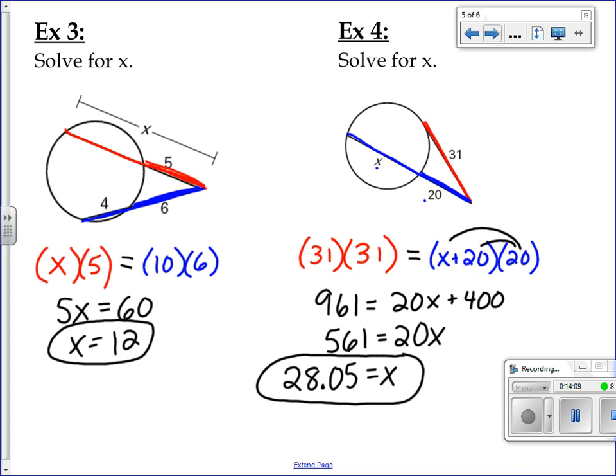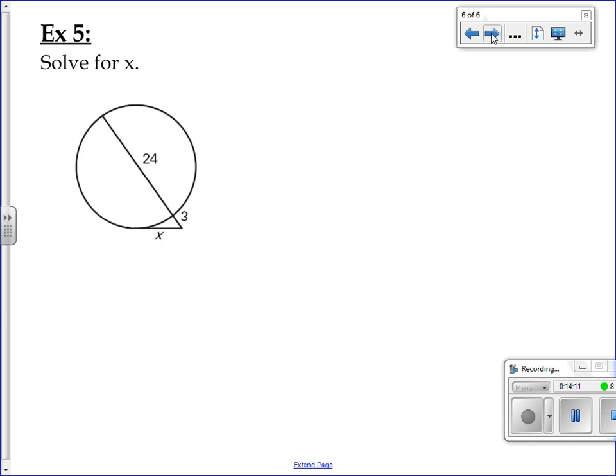Okay, last example. This one also has 3 parts, so you know that it has a tangent and a secant. So I'm going to start with the secant. What's the total length of that secant? 24 plus 3 is 27. And I'm going to multiply it by the outer part, which is 3. And we're going to set that equal to the total for the tangent, which is x, and the outer part for the tangent, which is also x.